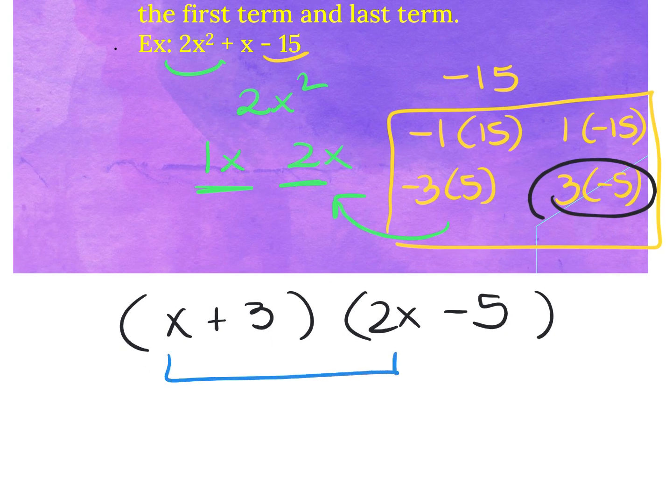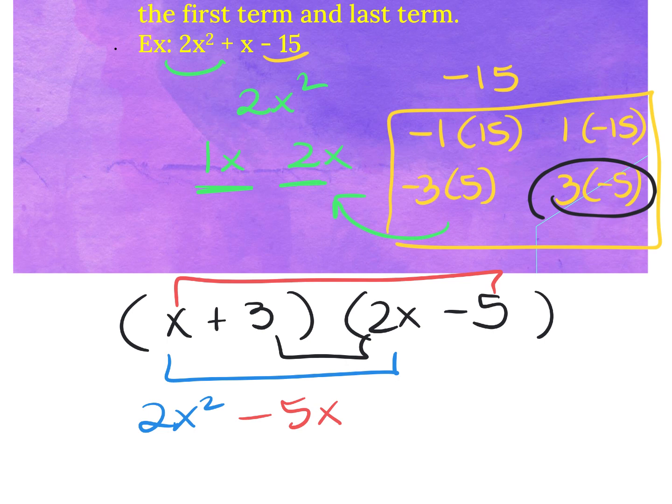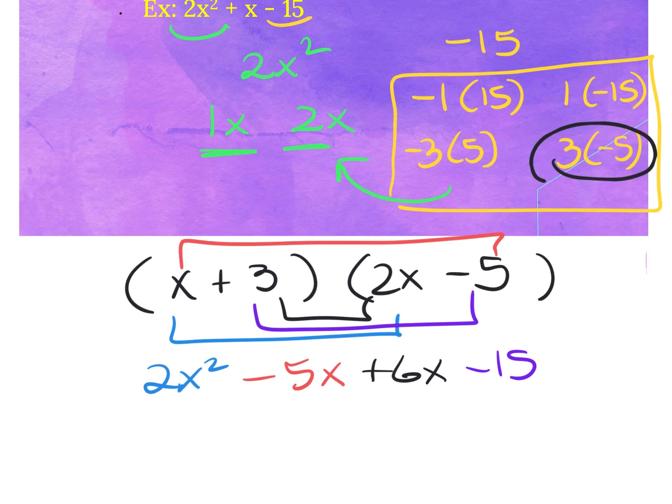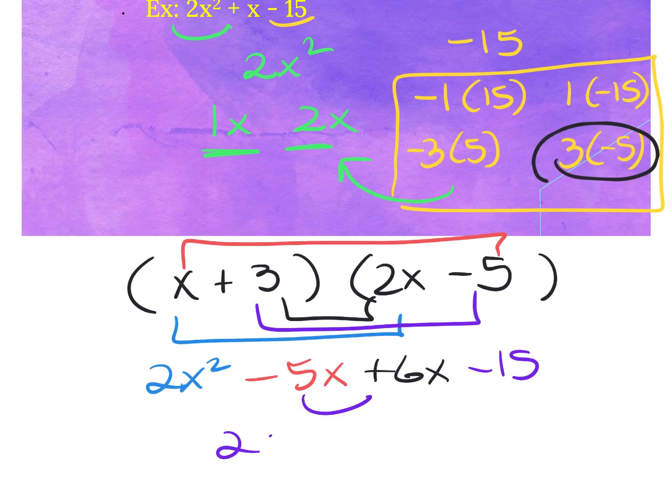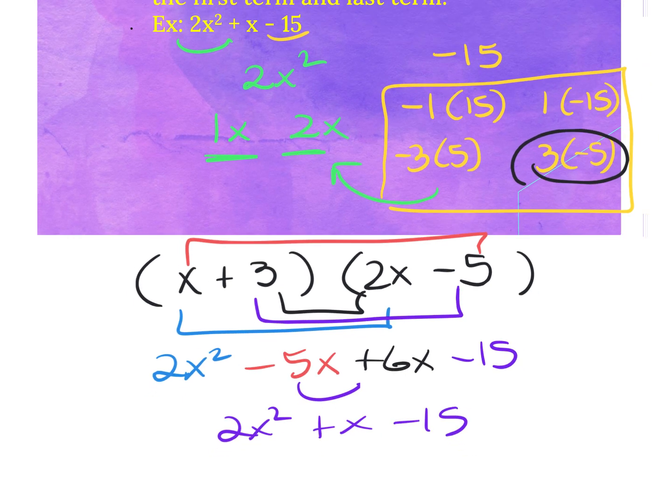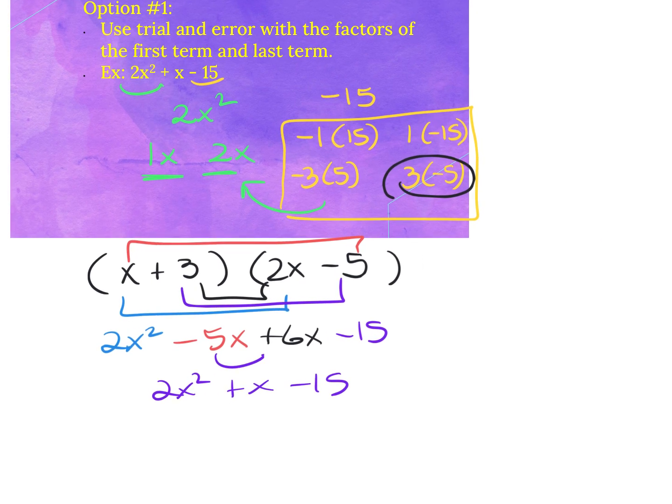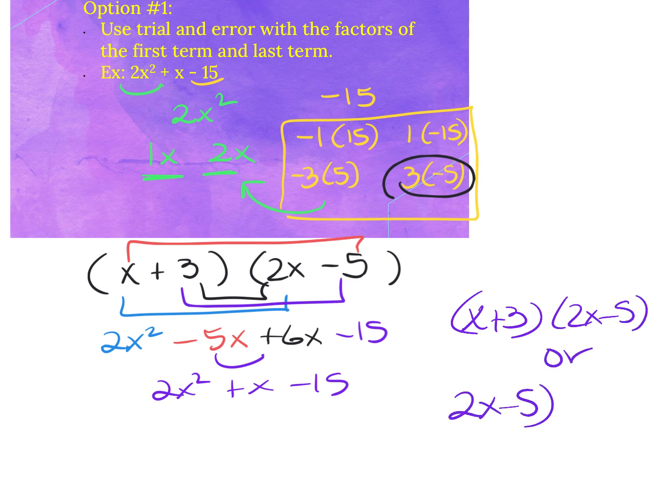So when you do first, you get 2x squared. When you do the outer, negative 5x. When you do the inside, 6x. And then finally, when you do the last, the negative 15. And then you'll add the middles. And it did go back to the original. So because it FOILs back, the answer to this problem is the x plus 3 times the 2x minus 5. And it doesn't matter if you write it as 2x minus 5 and then the x plus 3.